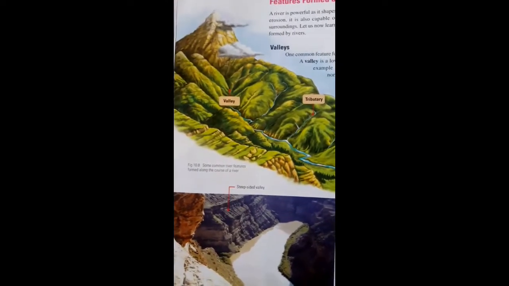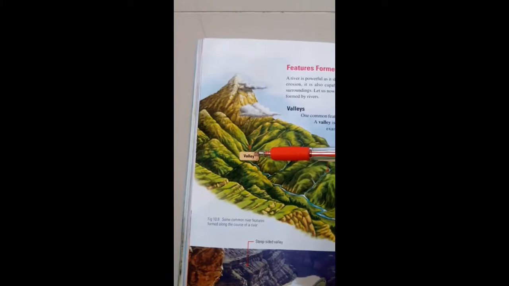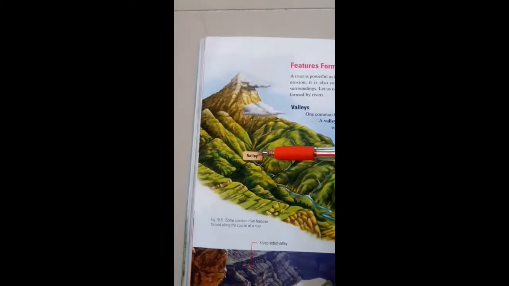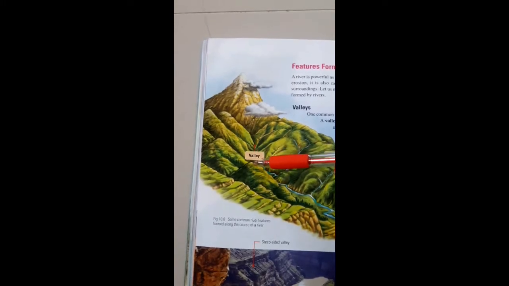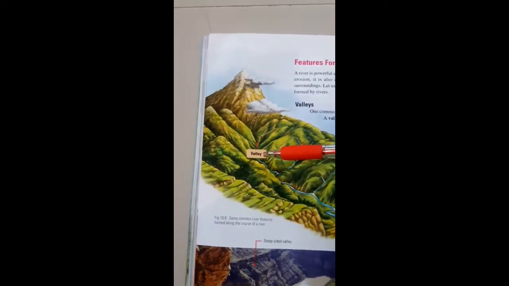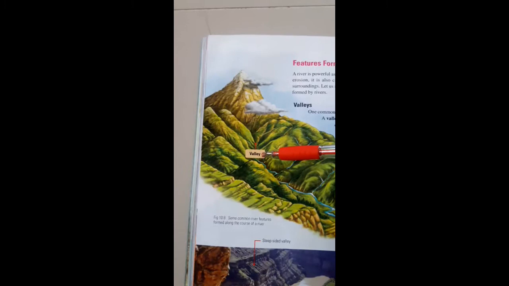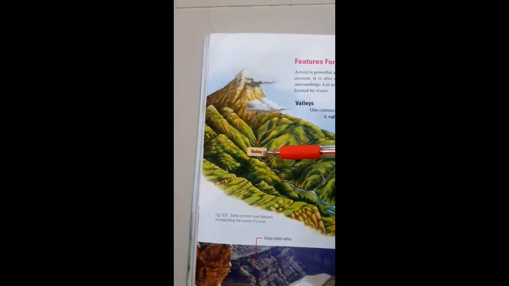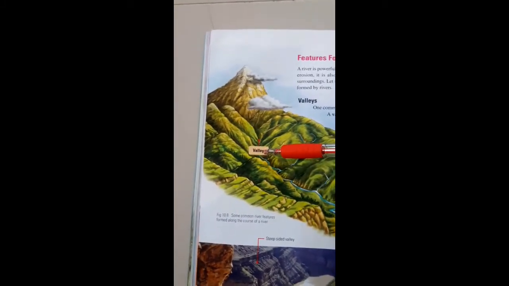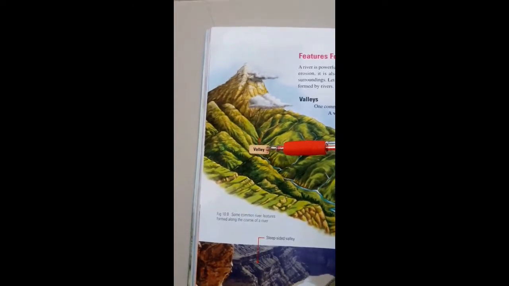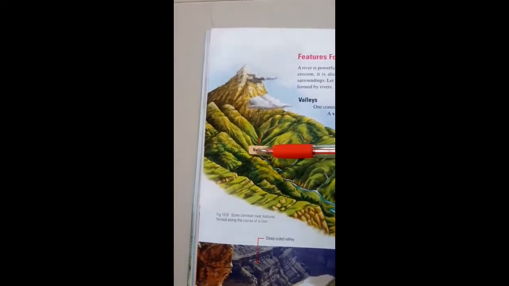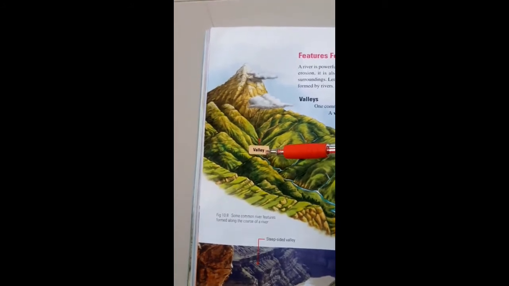First is valley. Alright, valley simply means a low area between hills and mountains. It can be described as U-shape or V-shape form. So that is a valley. Again, valley is described as V-shape or U-shape form.